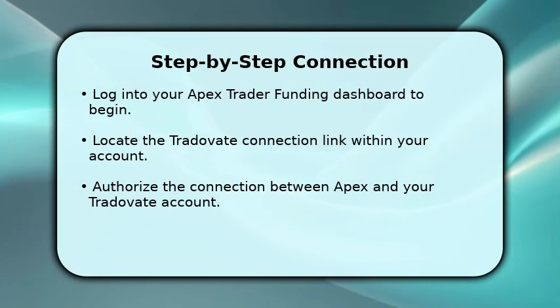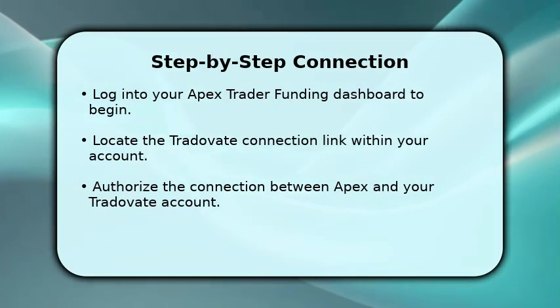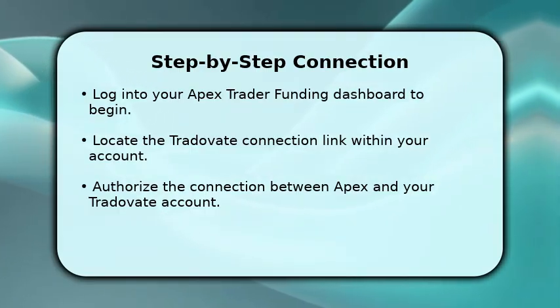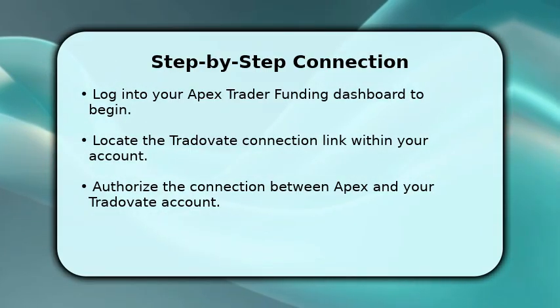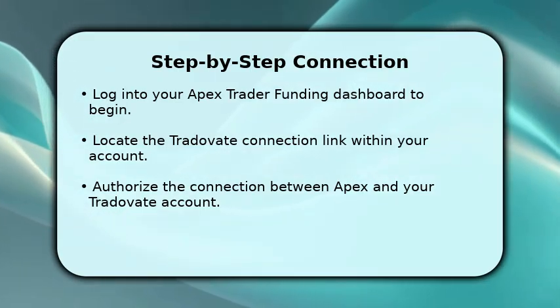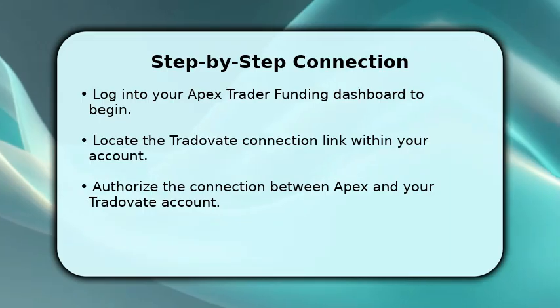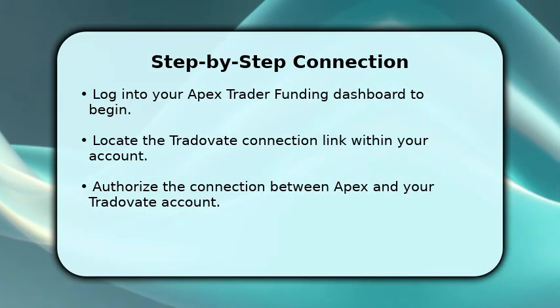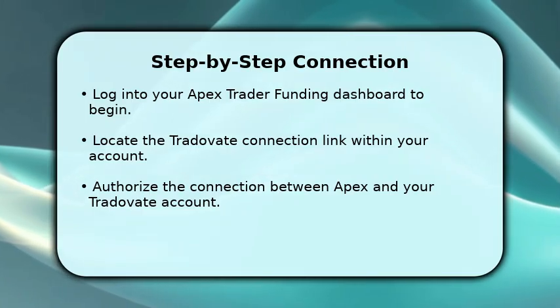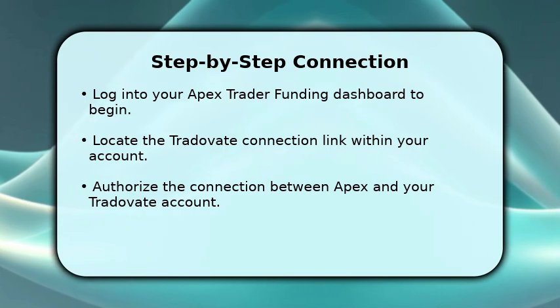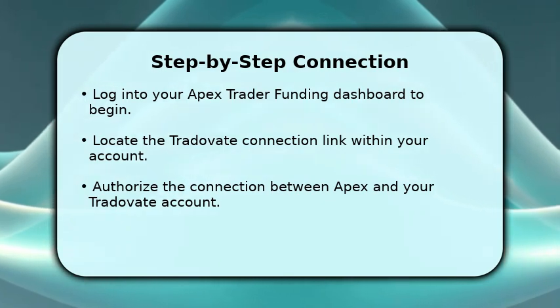Once logged into your Apex dashboard, navigate to the section dedicated to account connections. You'll find a clear link or button specifically for Tradovate. Clicking this will initiate the authorization process. You'll then be prompted to log into your Tradovate account to grant Apex the necessary permissions. This step is straightforward, but confirming all details are correct is vital to avoid any future issues with your trading.